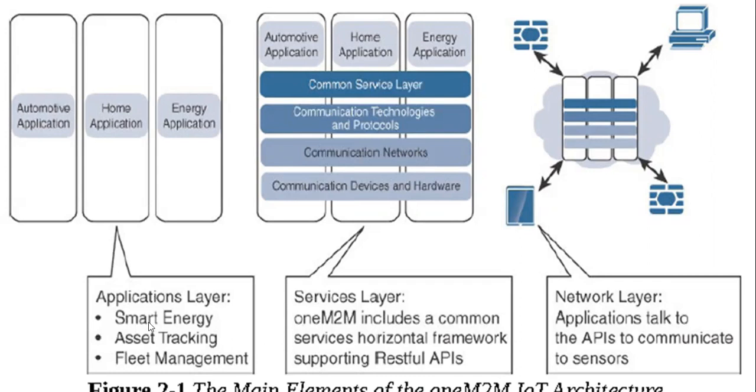Then when it comes to the application layer, here we have something like smart energy, asset tracking, and fleet management regarding the vehicles and all. These are the different applications using which we can get service from the architecture. For example, we have automotive applications, home applications, and energy applications. These are the three different applications which I want to run over my IoT network.